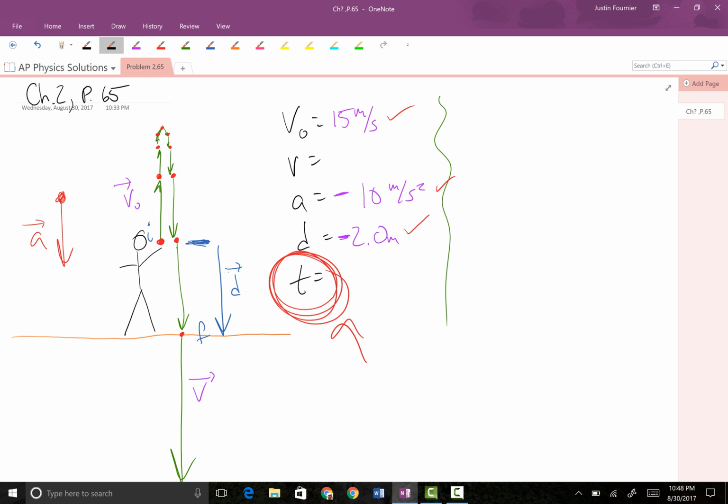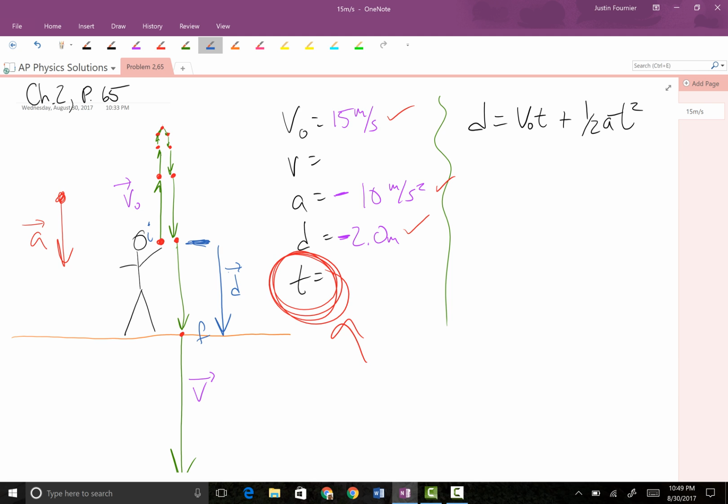I'll give you a moment to think about it. Pause this video if you want to think about what equation to use. The easiest one to use is this one: D equals V naught T plus 1/2 A T squared. Typically, I'd say solve variably, but hopefully you can recognize I've got one variable t and another that's t squared. So when I go to plug in, it's probably going to end up being a quadratic.